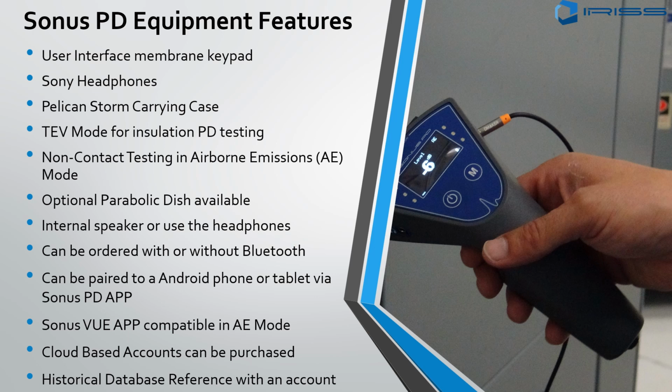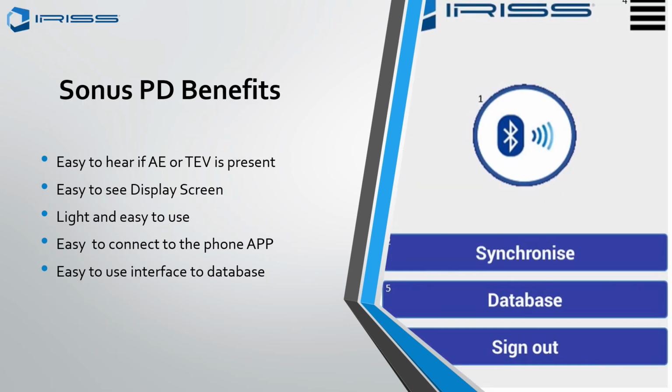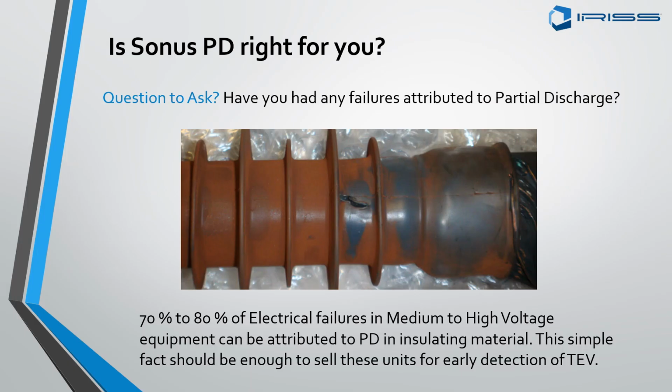It gets paired to an app on a smartphone. And then we can also have software for analyzing the waveforms that you might be capturing with the airborne module, so that you can tell whether it's arcing, tracking, or corona by looking at the time and frequency domain of the ultrasound waveform that you capture. So it's a very interesting and very versatile device. It's easy to see if you've got airborne emissions or transient earth voltage present. It's an easy to see screen. It's Bluetooth connectivity to an app, so it's super simple to use. It's a very intuitive interface as well.